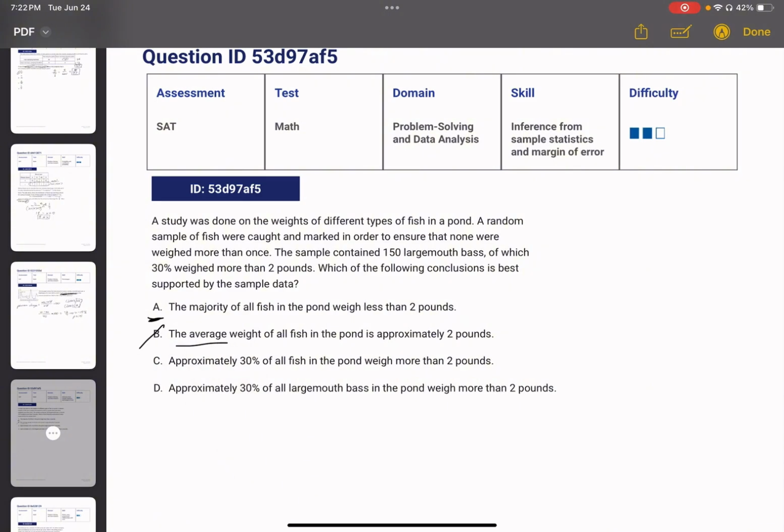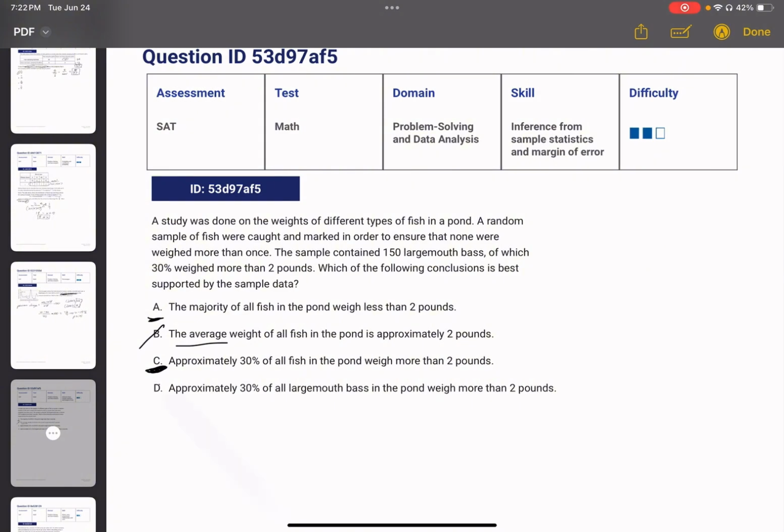Approximately 30% of all fish in the pond weigh more than 2 pounds. So that is also very close to correct, or a possibility in my opinion. So approximately 30% of all largemouth bass in the pond weigh more than 2 pounds.